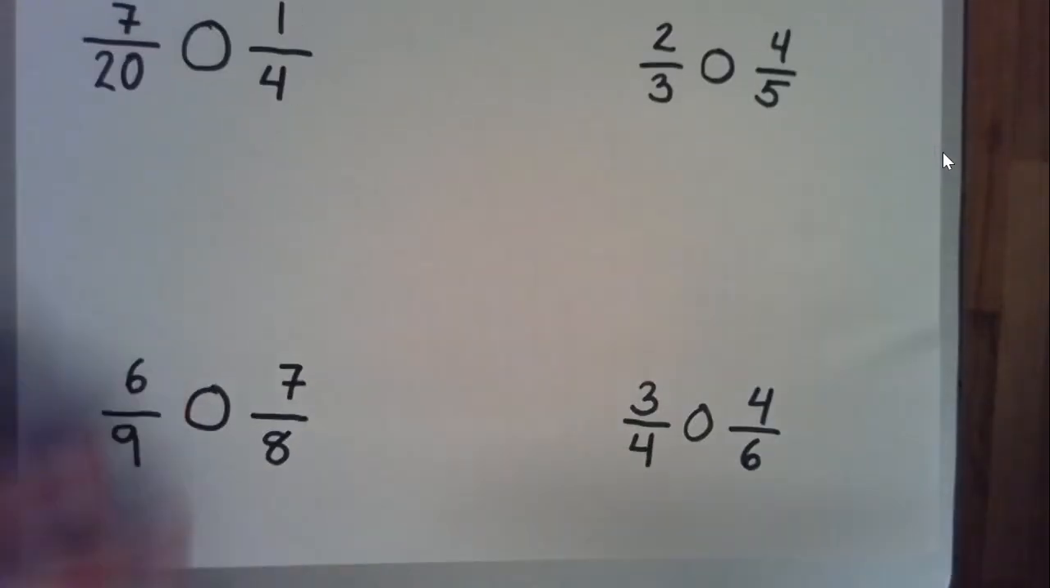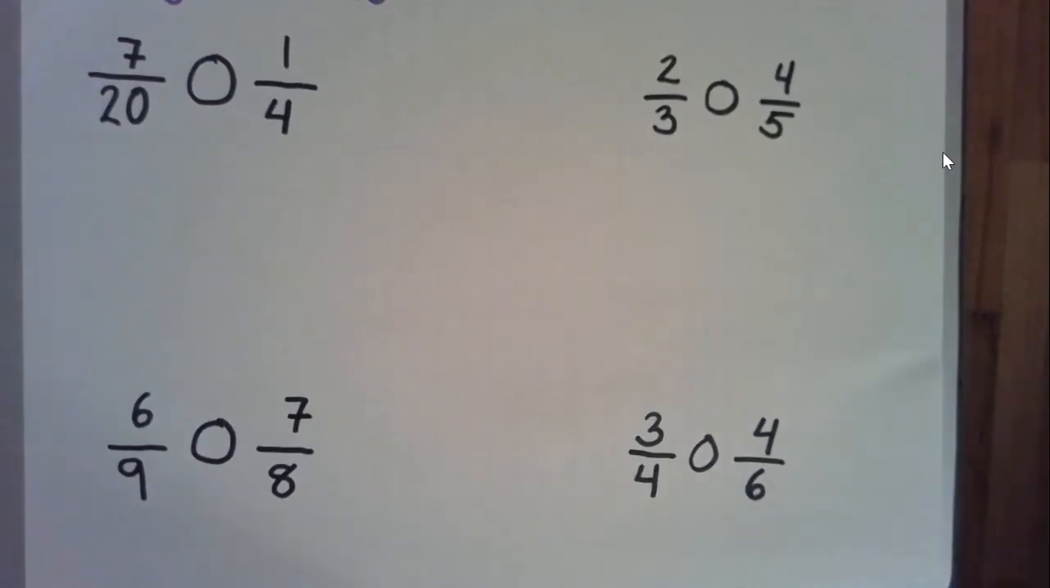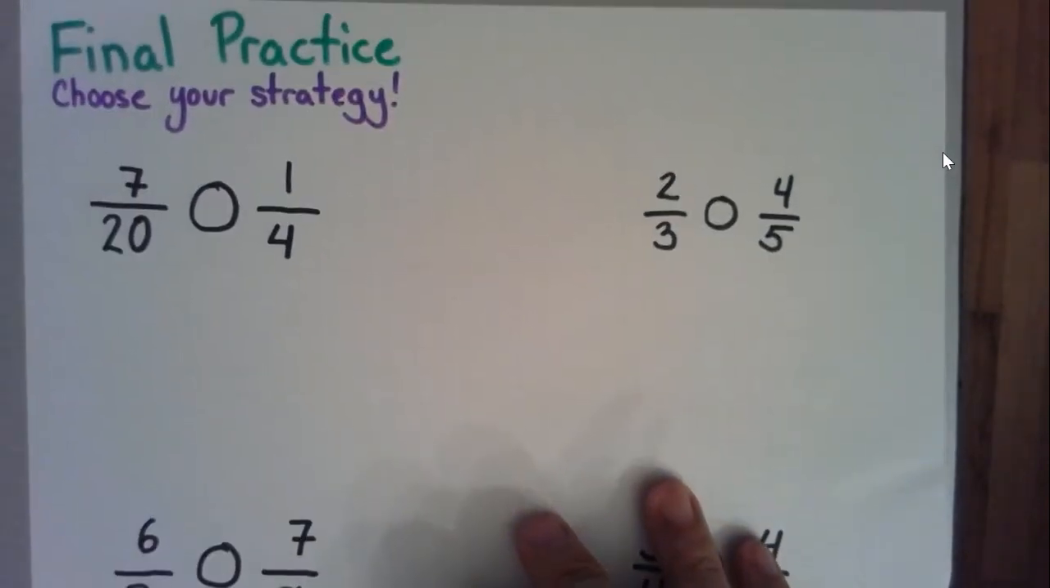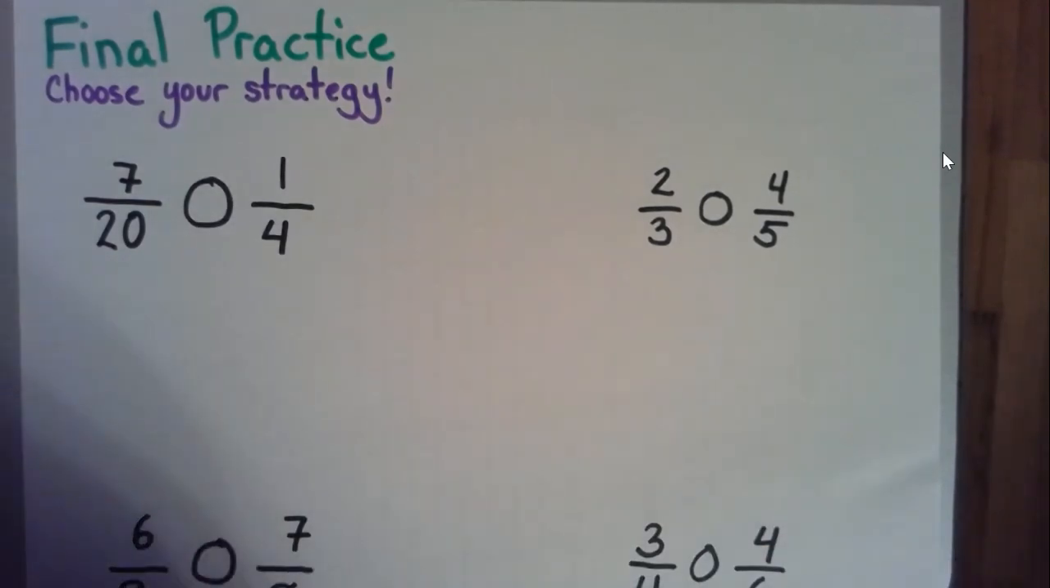Final practice. You choose your strategy. I'm not going to go through these in a whole lot of detail right now because I think you've got the idea here. But let's go through them one at a time here. And I'll go over them if they get a little tricky. We have 7/20 and 1/4. You choose your strategy of how you want to compare. Pause this video and solve this first one.